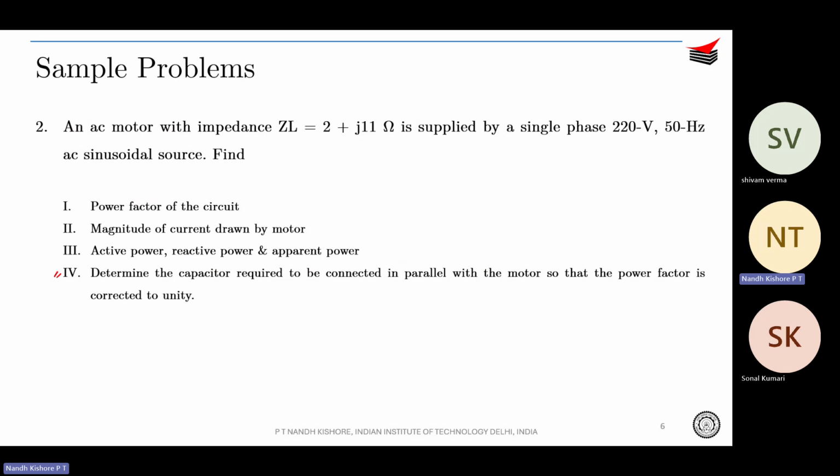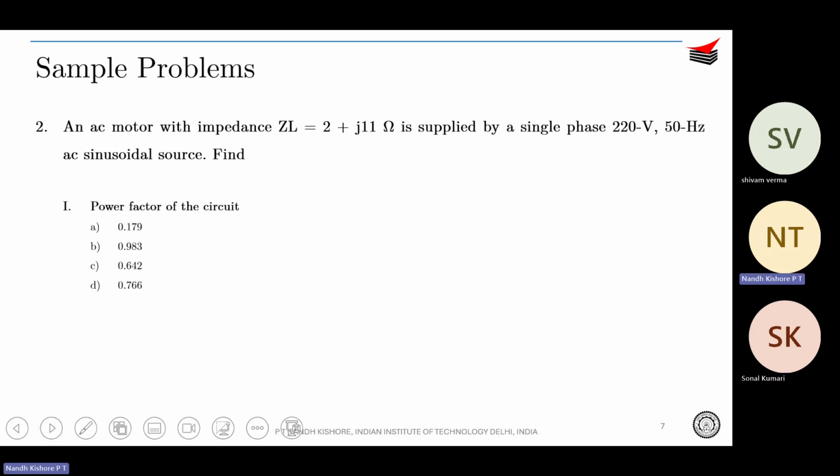So the question is: an AC motor with impedance ZL equal to 2 plus j11 ohms is supplied by a single phase 220 volts 50 hertz sinusoidal source. Find the power factor of the circuit, magnitude of current drawn by the motor, active power, reactive power, and apparent power, and determine the capacitor required to be connected in parallel with the motor so that the power factor is corrected to unity. We will see one by one.